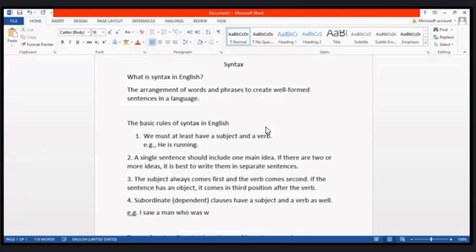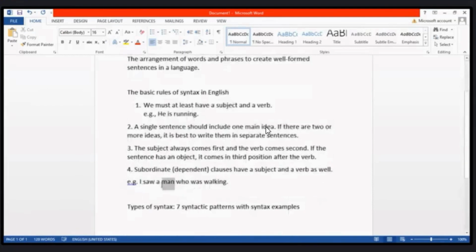who was walking. In this case, I will highlight the parts. I saw a man, let's put it in green. This is the independent clause, or the main clause. And who was walking is the dependent clause, or as we would call it, the subordinate clause. Now if you see here, I saw a man, we can make it into a complete sentence.